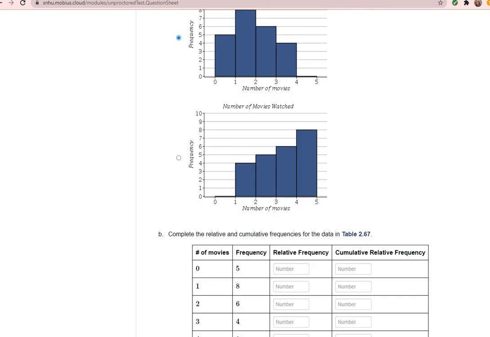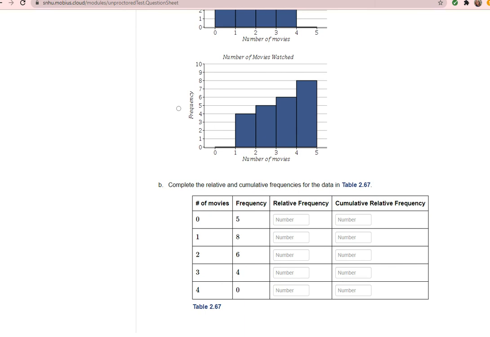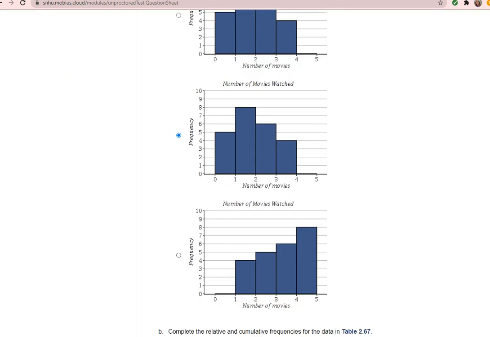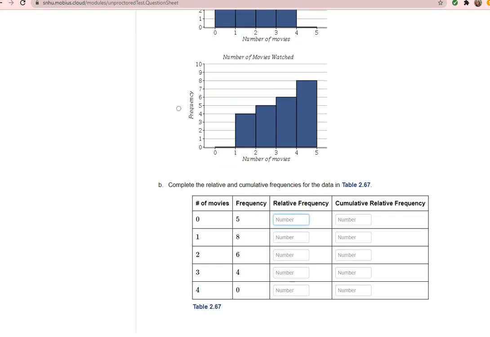All right. And then part 2 just says complete the frequency table. It's 5 and 8 and 6 and 4. That adds up to 23. Did they tell me that in the beginning? Yeah, 23. So this would be 5 out of 23. I like to go do all these first. This would be 8 out of 23. 6 out of 23. 4 out of 23. And 0 out of 23 is just 0.